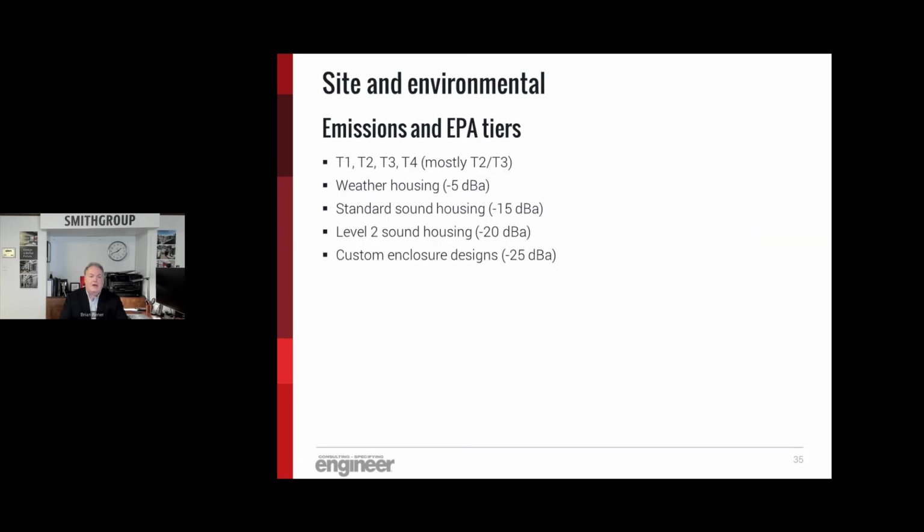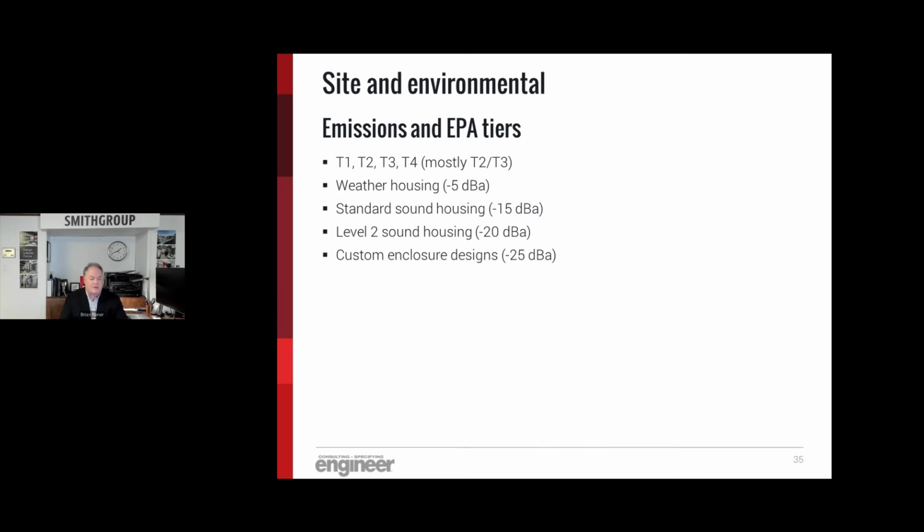You do have to look at the emissions and EPA tiers. Just know that this is a very complicated topic and it's very local. California can be different than Iowa with regards to emissions and what tier you have to do. So you have to look at these tiers. If you get into high tier ratings, the size of the generator overall increases as they start to do after treatment of the exhaust.